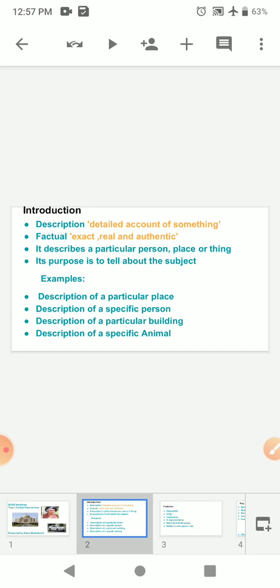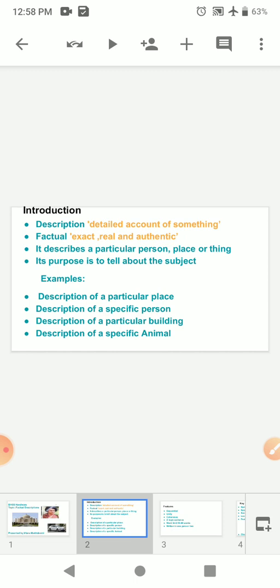Coming to the first slide, description means a detailed account of something. Factual, whereas, means exact, real, and authentic. So it describes a particular person, place, or a thing. Its purpose is to tell about the subject. So this word description implies a detailed account of something being observed from all aspects, while factual means exact, real, and authentic. So basically this is a writing task where you describe a person or a place or a thing. Factually means in reality.